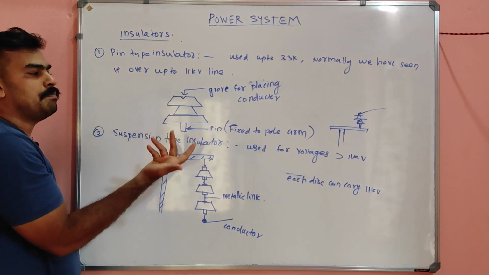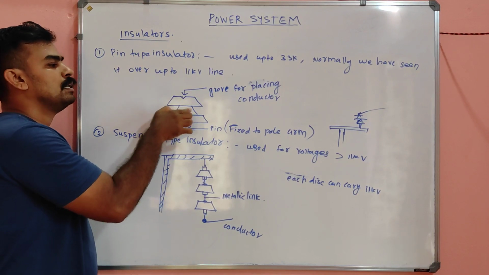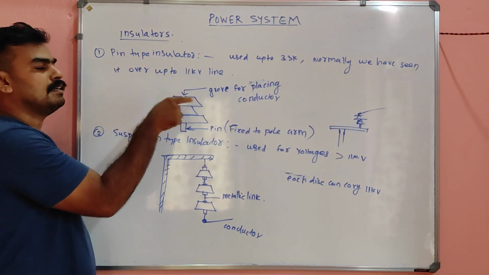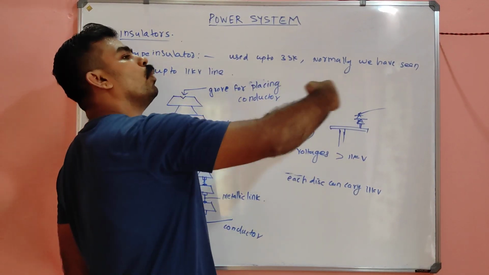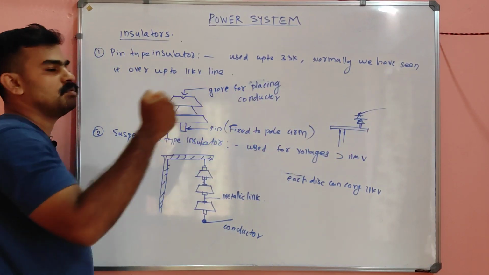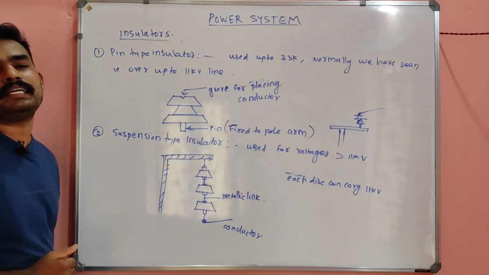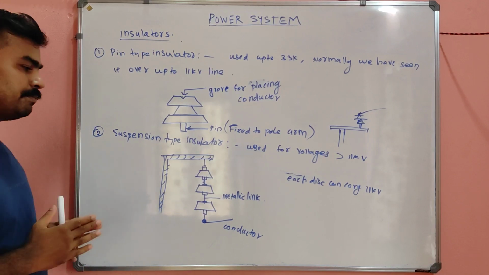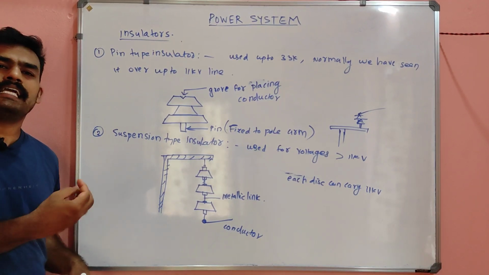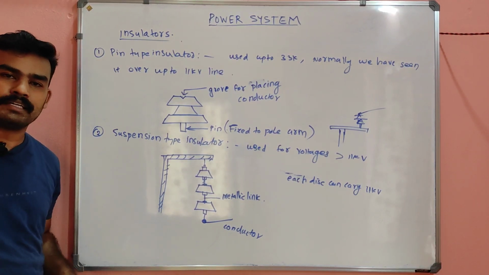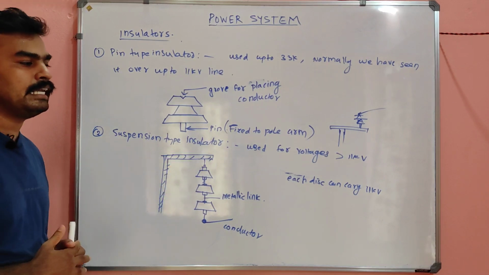But in the case of the pin type insulator, if it is damaged, we can't replace a part. We have to replace the whole system. Okay, so that is the peculiarity and the beauty of the suspension type insulator, that we can replace each disc. Each disc can carry 11 kV.